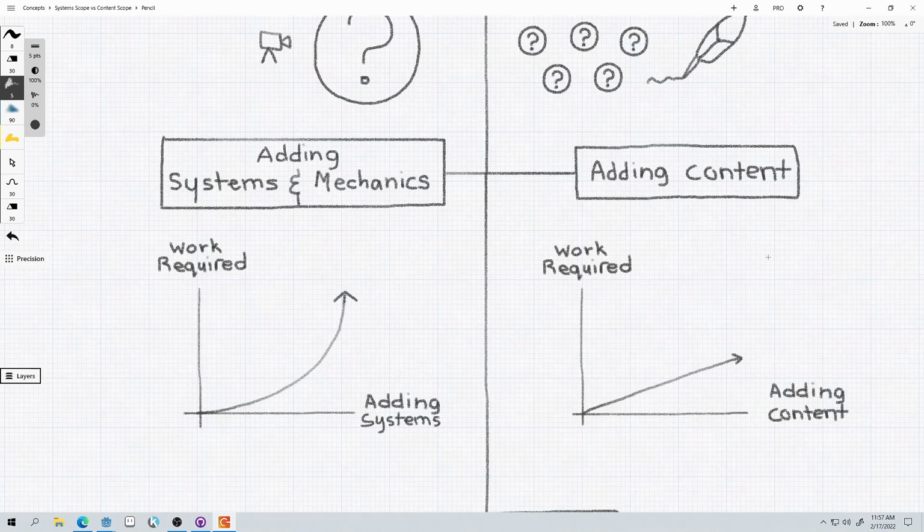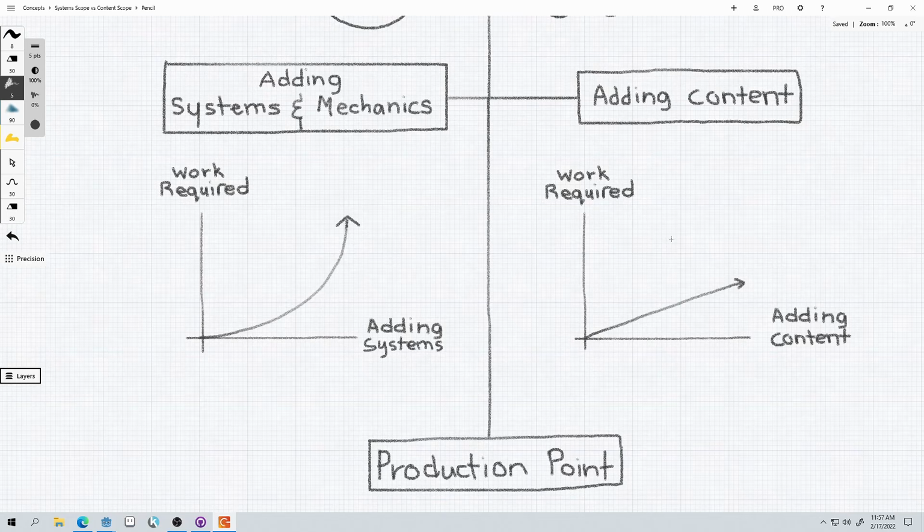So during prototyping, we're going to be focusing on systems and mechanics, right? Well, the work required to add new systems and mechanics follows an exponential curve, meaning the more systems and mechanics you add to the game, the more work is required to add new systems and mechanics. This is part of why we don't plan during this phase, why we scope our game by doing it.